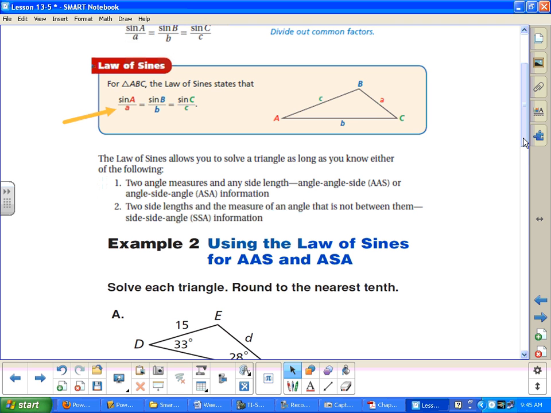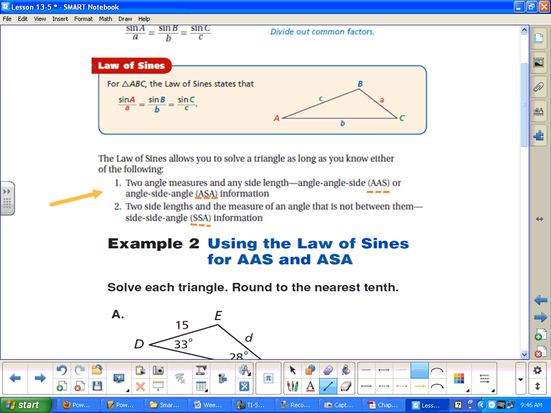Now, for the law of sines, we've got specific things we need to know. 2 angle measures and a side length are things that we need to know. So if I know angle, angle, side, or angle, side, angle, I can use the law of sines. Now there's a special case. It says 2 side lengths and the measure of an angle that is not between them, side, side, angle information. Now this one we'll look at separately because that's a special case.